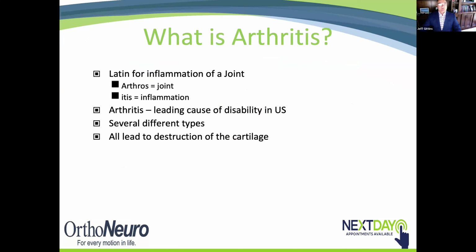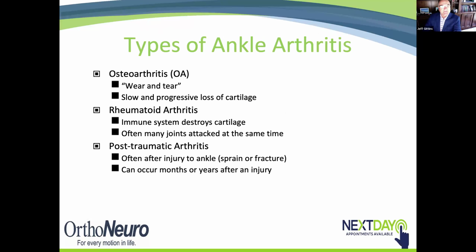It's a Latin term, arthros meaning joint and itis meaning inflammation. Arthritis is a leading cause of disability in the United States. It's an inflammatory response within the joint space. Tonight we're talking about ankle arthritis specifically. There are several different types of arthritis, but all ultimately lead to destruction of the cartilage within the joint space. There are various types of ankle arthritis, including osteoarthritis, one of the most common ones, rheumatoid arthritis, which has several forms, and post-traumatic arthritis.